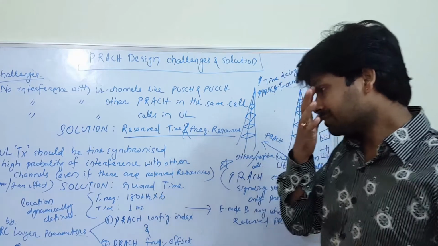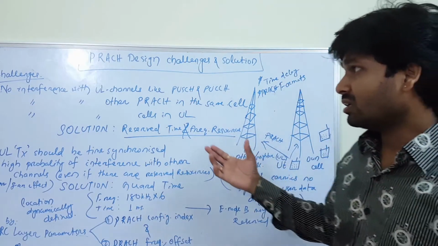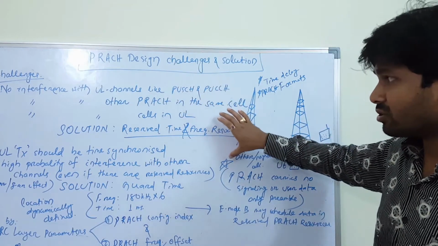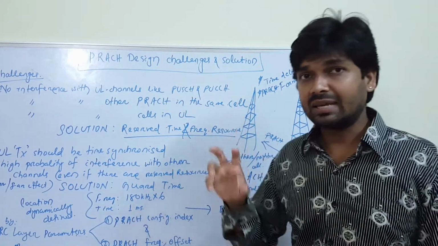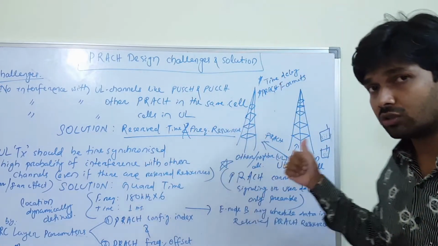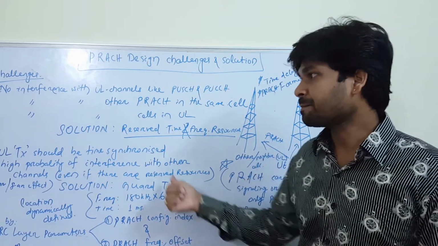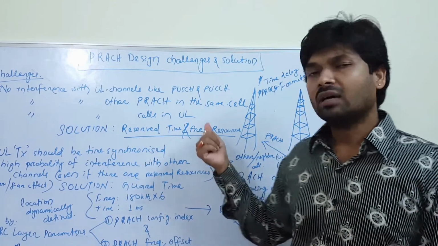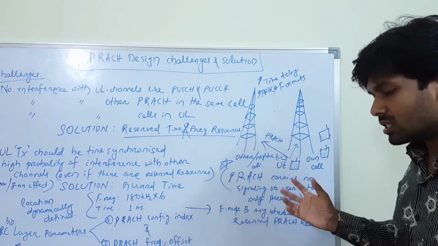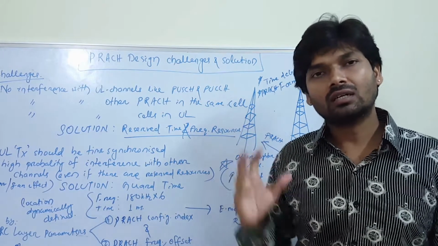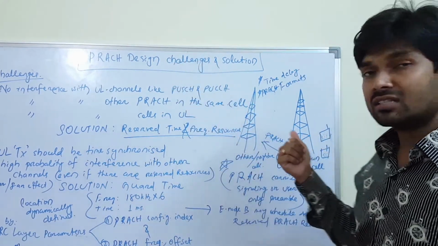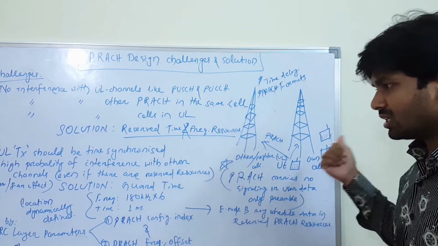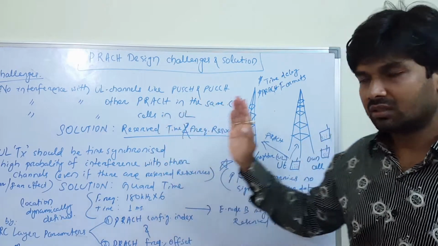Now let's focus on the solution. For the above challenges we have the solution of reserved time and frequency domain resources for the PRACH preamble transmission, for the uplink time synchronization and the high probability of interference with the other uplink channels. We have introduced the guard time in the PRACH preamble itself.